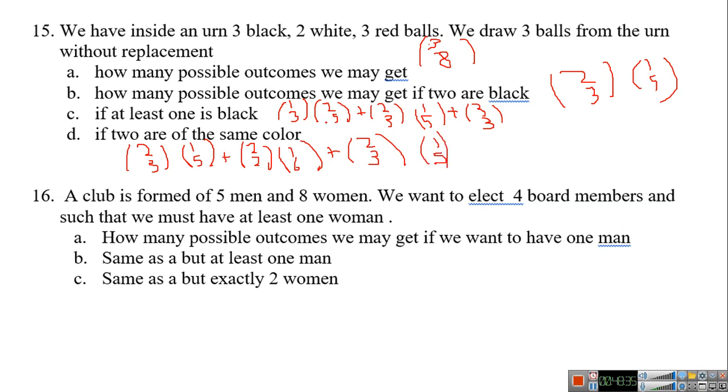A club is formed of 5 men and 8 women. We want to elect 4 board members, such that we must have at least 1 woman. Minimum, the election must have 1 woman. How many possible outcomes you may get if you want to have 1 man?